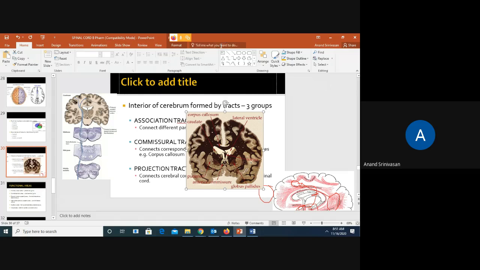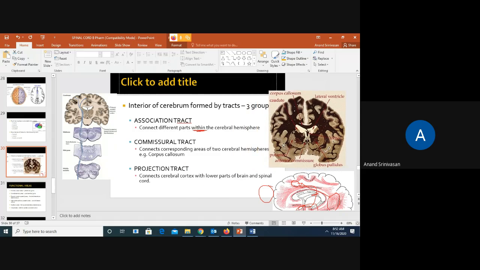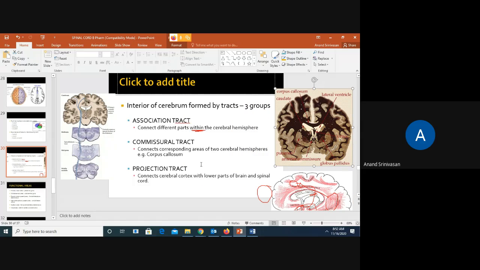So how is this being connected? This is by means of the fibers, the commissural tract. The commissural tract connects similar areas of the brain. They connect similar areas of the two cerebral hemispheres.